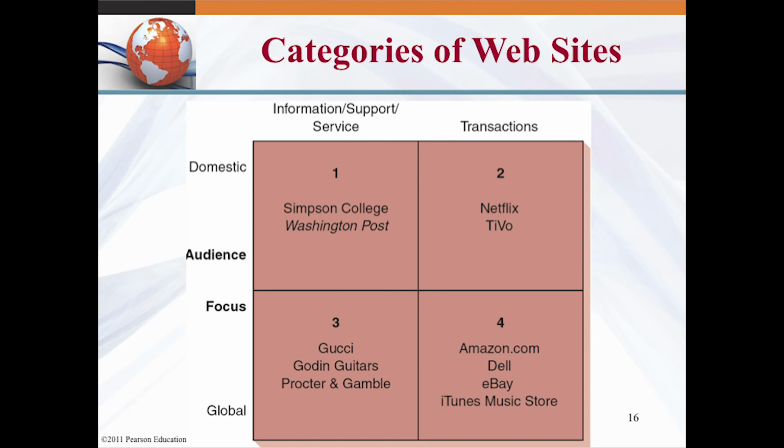Companies that initially fall into quadrant 1 and 2 can transition into quadrant 3 and 4. For example, in 2004, Apple's iTunes Music Store was rolled out in Germany, France, and United Kingdom.